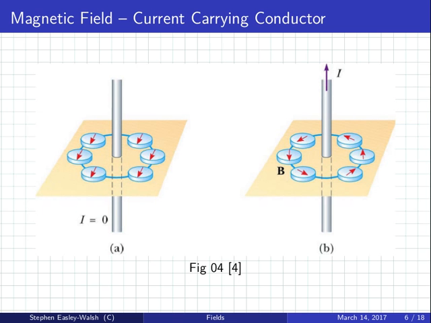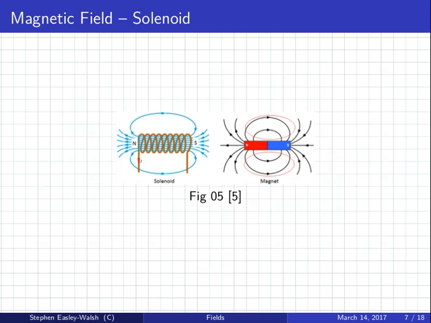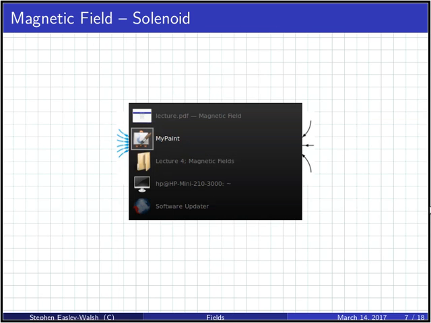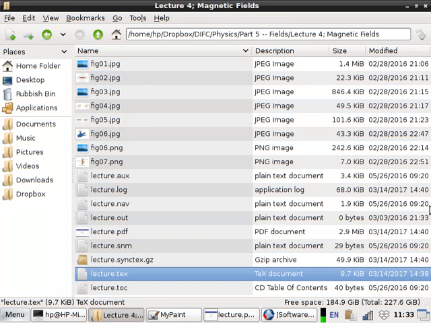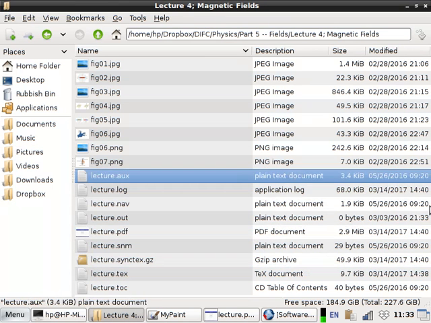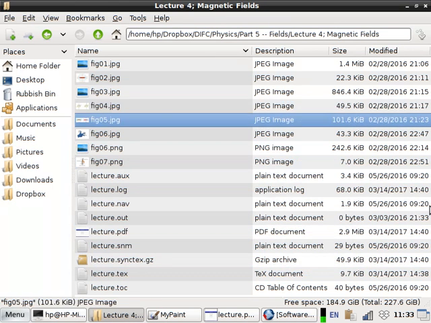You can actually use this to make a magnet, something which is called a solenoid. Now, why did I make this picture so small? I should really use a bigger picture. Let me zoom in on the picture. Which one is it? Could it be this one? Looks like it could be.